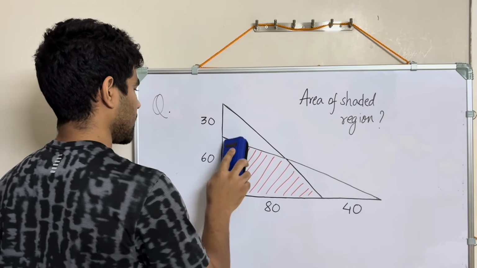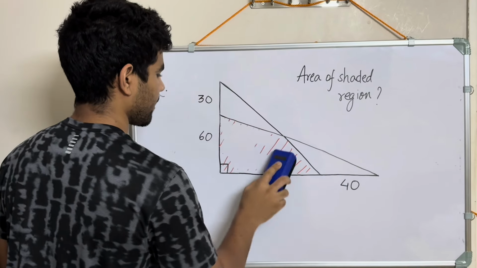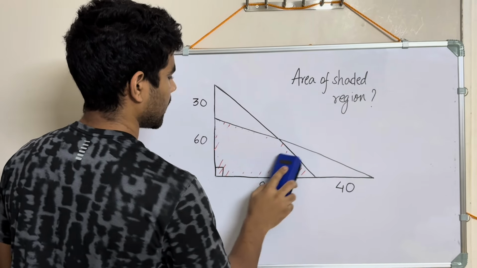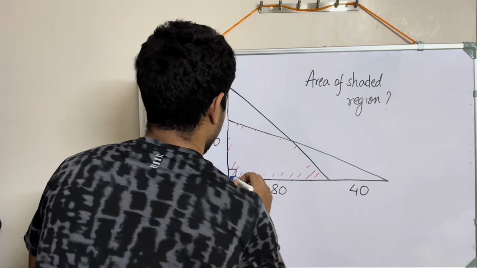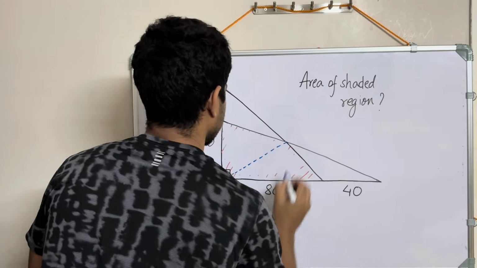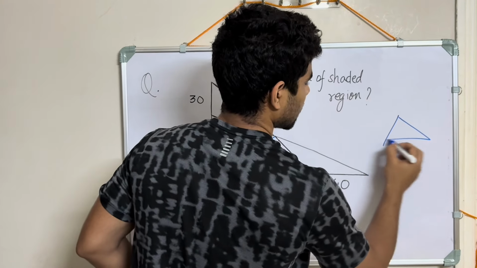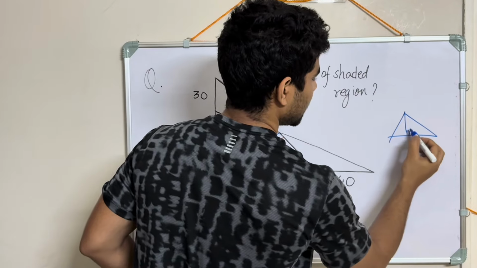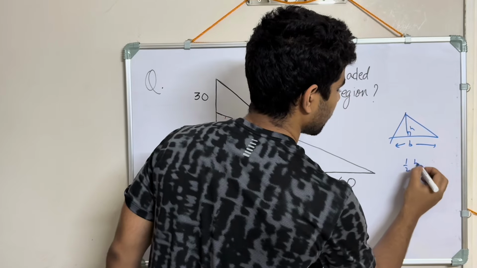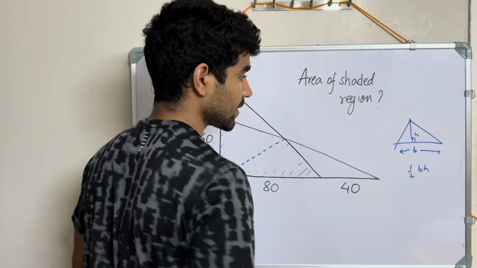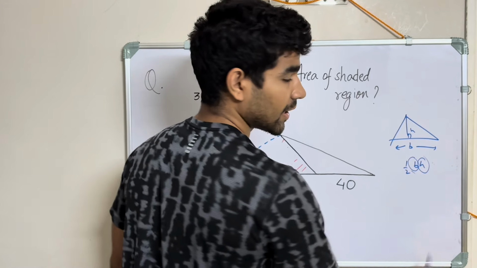Now let me rub this shading, and we will join these 2 points like this. Now, if you know one thing, if this is a triangle and this is its height and base length is b, so the area of this triangle is half b into h, which means that the area of this triangle depends on its height, which is altitude, and the length of its base.